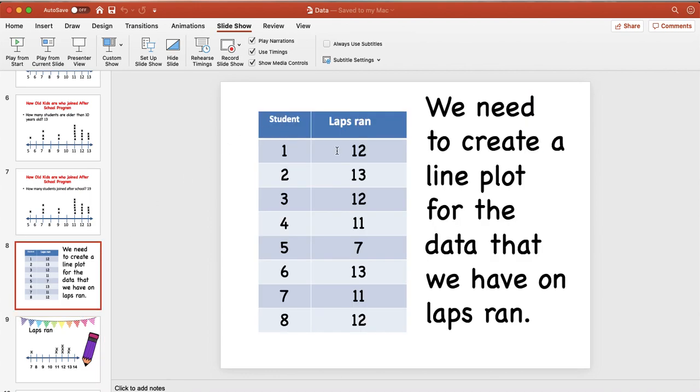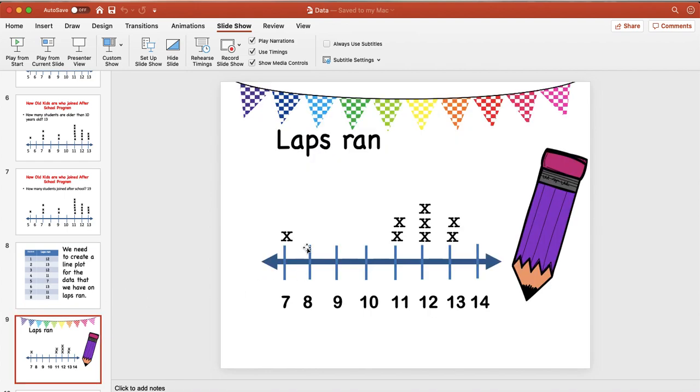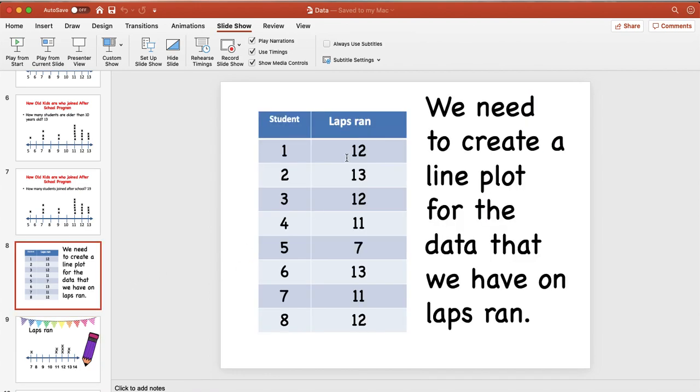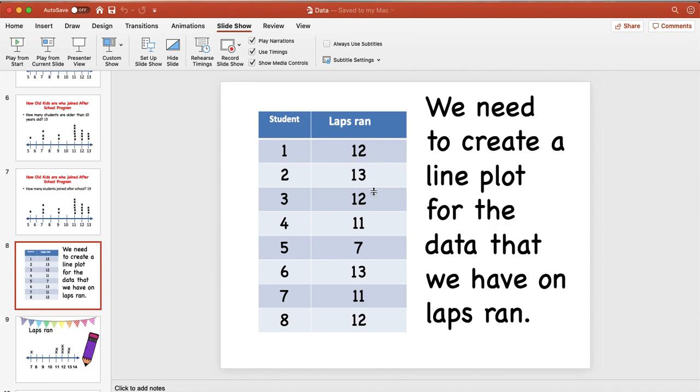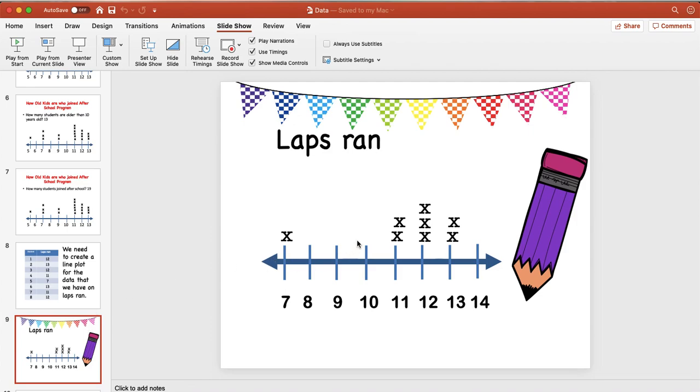Now, there are no students that ran 8 laps, so I leave 8 blank. Going back to my table, there are no students that ran 9 laps, so I'm going to leave 9 blank. And there are no students that ran 10 laps either, so I'm going to leave 10 blank.